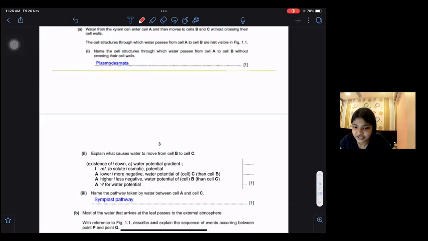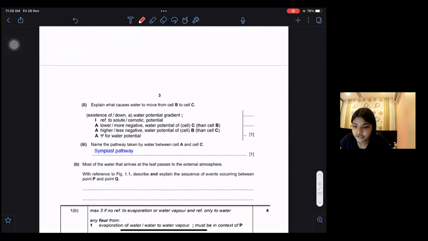So the next question says, name the pathway taken by water between cell A and cell C. As in the previous question, we know that water can move from one cell to another cell through the plasmodesmata. So this pathway is known as the symplast pathway because the water doesn't move by means of the cell wall.